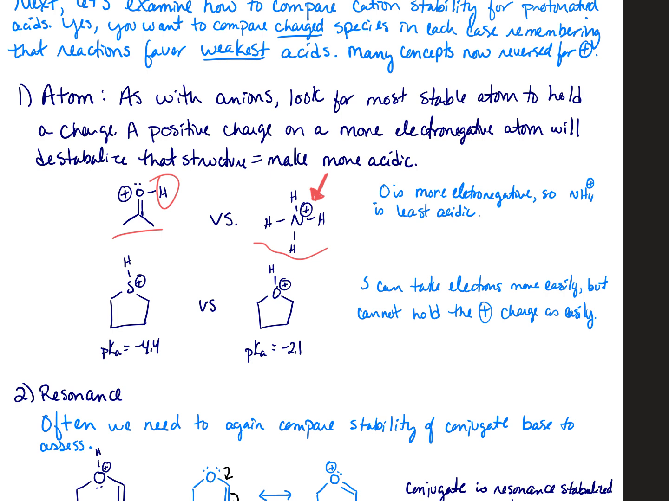Same way we were looking at before, the size of the atom makes a difference. We see here that sulfur has a pKa of minus 4.4, so it's a stronger acid than that of oxygen. So S can take the electrons more easily, but cannot hold the positive charge as easily. So again, the opposite is applied.